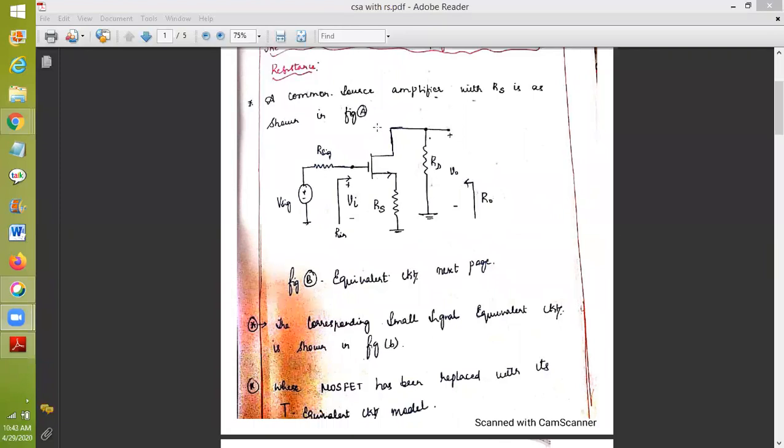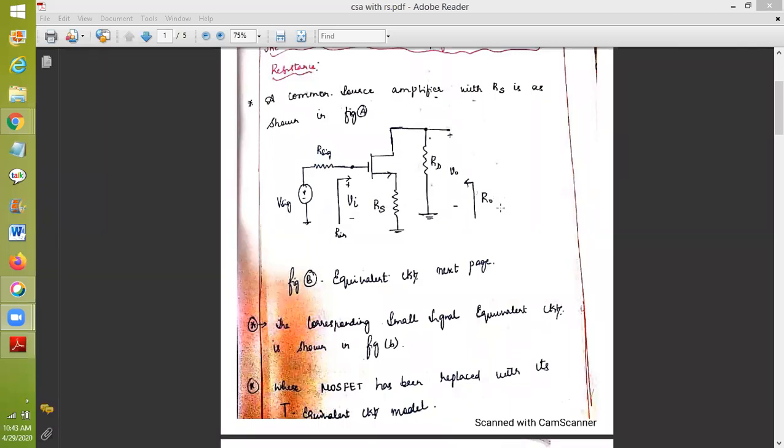Please make this note. In the previous circuitry, RS was not connected. If RS is not connected, we have to draw the hybrid equivalent circuit, the hybrid pi model. I repeat once again: if there is no source resistance present, like the previous circuitry, the equivalent circuitry has to be shown with the help of the hybrid pi model. If there is any resistance attached to the source, we have to go for the T model.